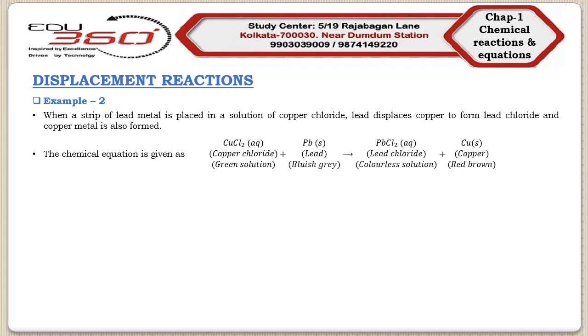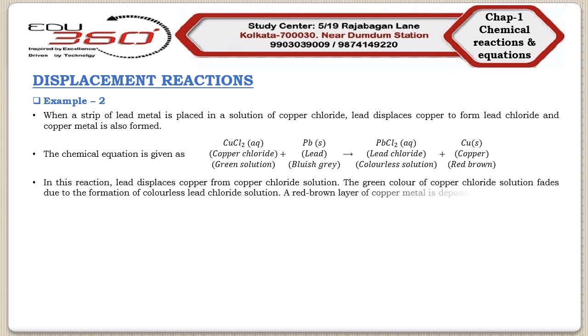Now what kind of information are we getting from this particular equation? If we closely follow this equation, then we can find that this lead is displacing copper from the copper chloride compound to form lead chloride along with copper metal. So we can say that in this reaction, lead is displacing copper from copper chloride solution.